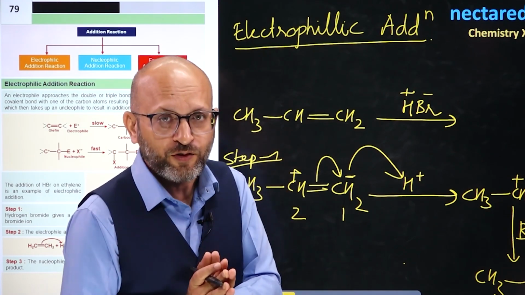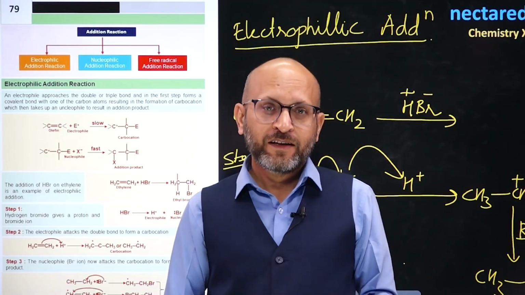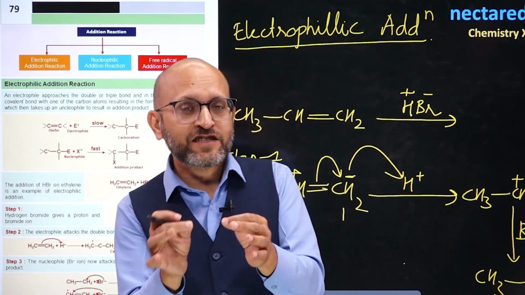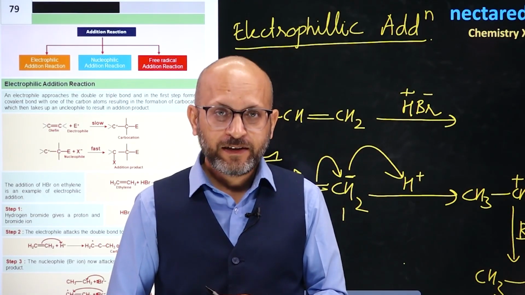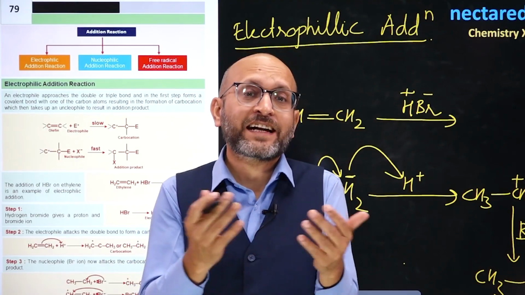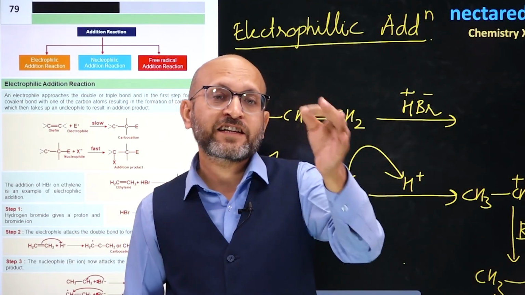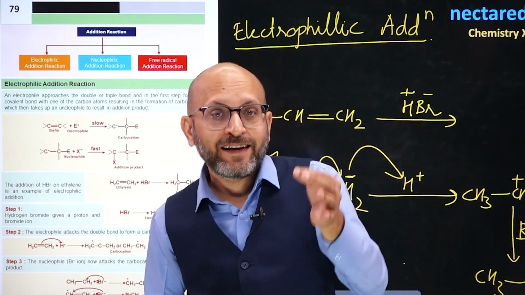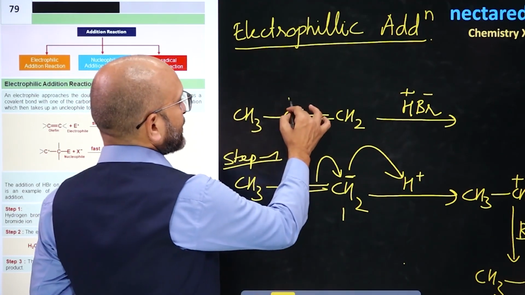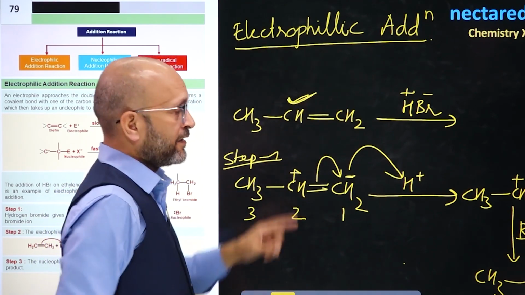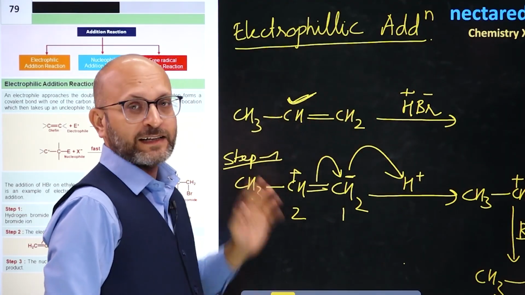So what does the Markovnikov rule say? The Markovnikov rule says that the negative part of the addendum attaches to that double bonded carbon which has fewer hydrogen atoms. I repeat, the negative part of the addendum. What is the addendum? Addendum is the adding molecule. The negative part of the adding molecule attaches to that double bonded carbon which has fewer hydrogen atoms. So in this alkene, I think you will agree that this is the carbon having fewer hydrogen atoms. So negative will attach to this carbon and positive will attach to the other carbon.